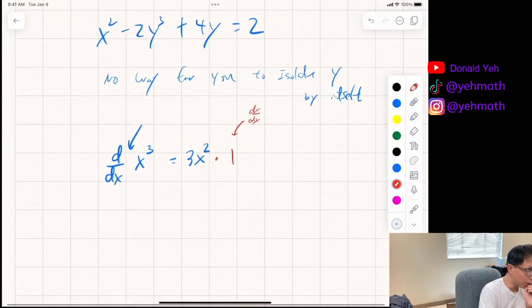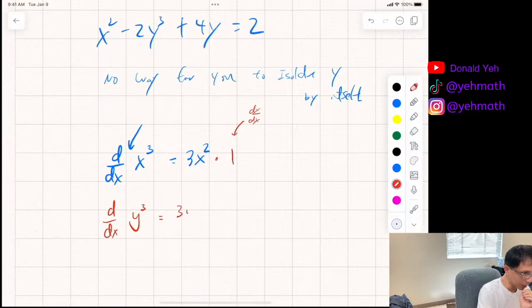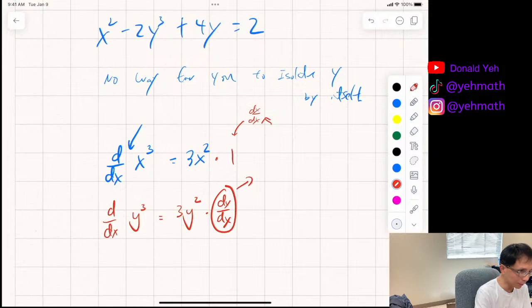Okay. So now what if I take a derivative of y cubed? If it's y cubed, then there's a chain rule involved, because this is going to be 3y squared times the derivative of y with respect to x. So instead of writing dx over dx here, it's going to be dy/dx, which, as we know, is the derivative of a y function, f prime of x.